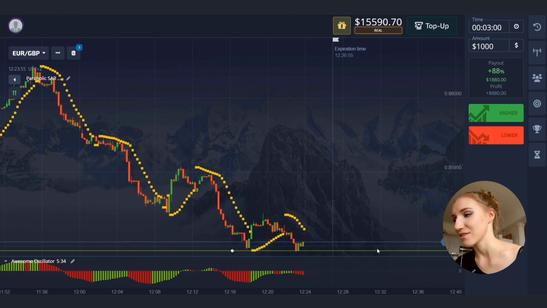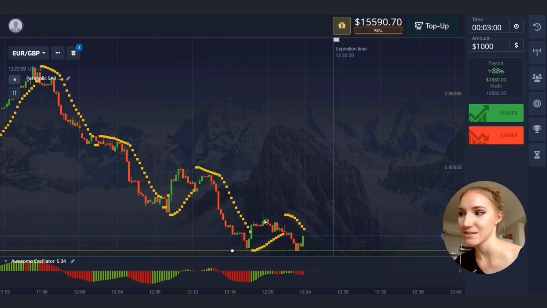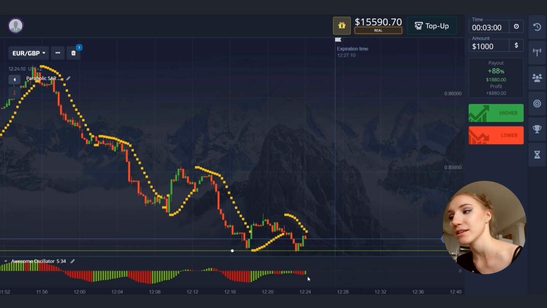Well, here we have the support level on the chart, and you can see that after the first touch the price bounced up, and now the price is again moving down to the level. This is the potential for a decrease, very good one, and the yellow dots are appearing above the chart and the red histogram is appearing.